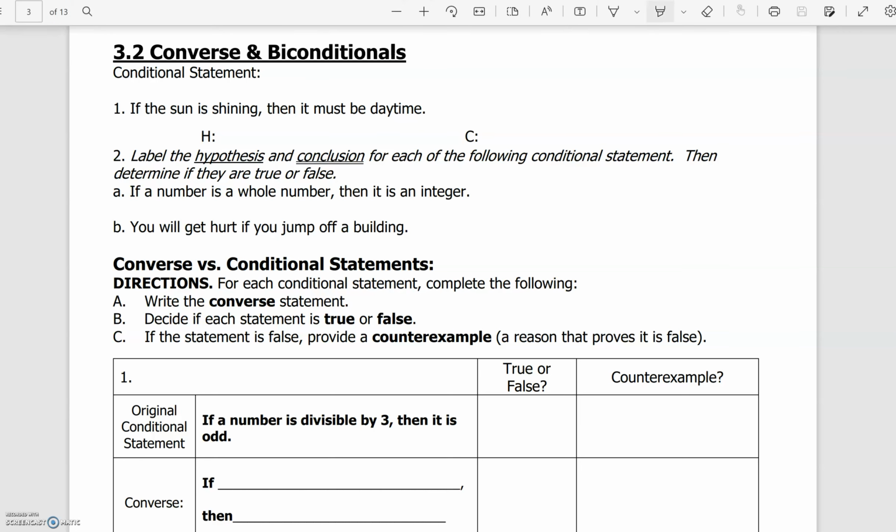In this unit, we're going to talk about conditional statements. We have an if-then statement, and we have an if and then our hypothesis, and then a conclusion.